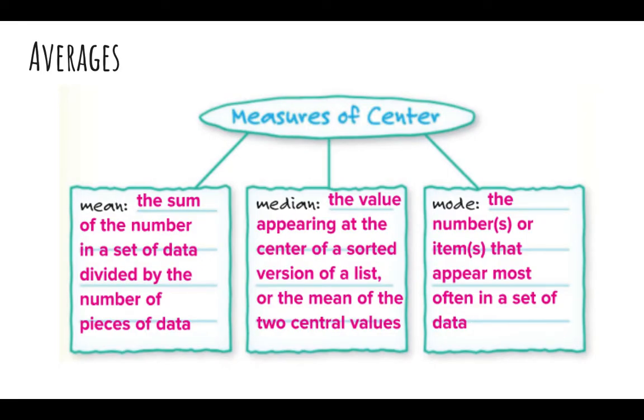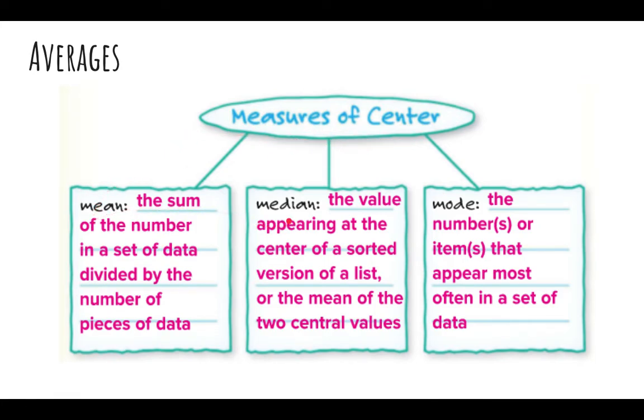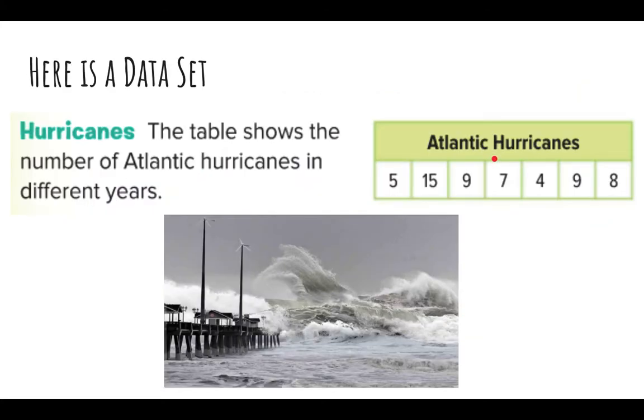Just to remind you, we're working on averages, and there's three types of averages that we call, as a collective term, measures of center. There's mean, median, and mode. So I'm going to use this data set of hurricanes in the Atlantic over a 7-year period as an example to do mean, median, and mode.